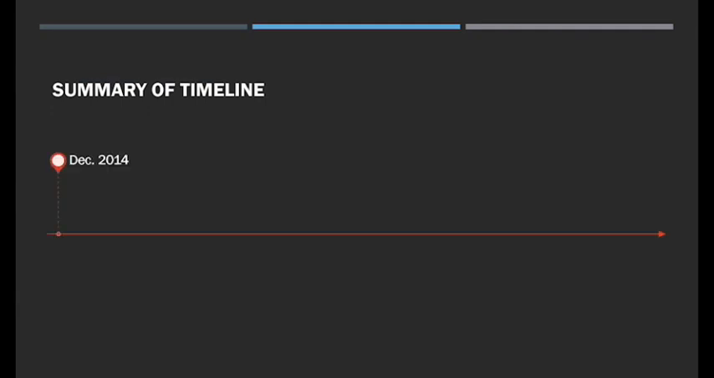So this is some of the timeline. In December 2014, there was a right adnexal mass, and a total abdominal hysterectomy and bilateral salpingo-oophorectomy were done. It showed metastatic colorectal carcinoma. In January 2015, FOLFOX Avastin was started.